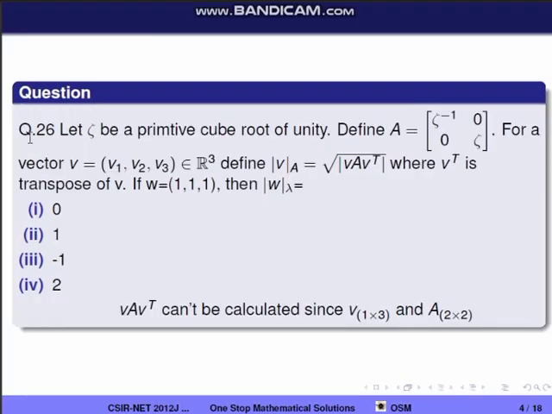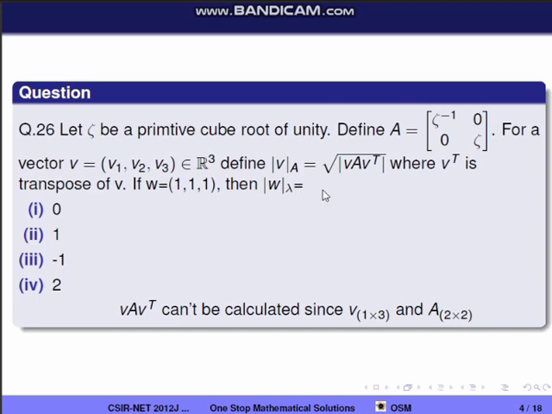Next question, question 26. Let zeta be a primitive cube root of unity. Define A as the matrix zeta inverse, 0, 0, zeta. For a vector V equal to V1, V2, V3 element of R3, define modulus V suffix A equal to square root of V A V transpose, where V transpose is the transpose of V. If W is equal to 1, 1, 1, then modulus W suffix A is equal to.